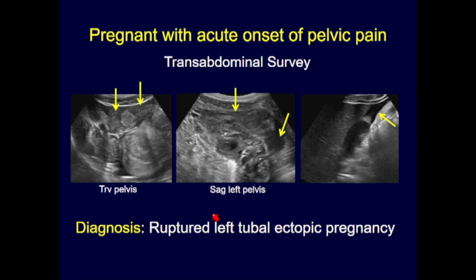This patient went to the OR and had a ruptured left tubal ectopic pregnancy. She had a hemoglobin of 8. She had 3 to 4 liters of blood within her pelvis.